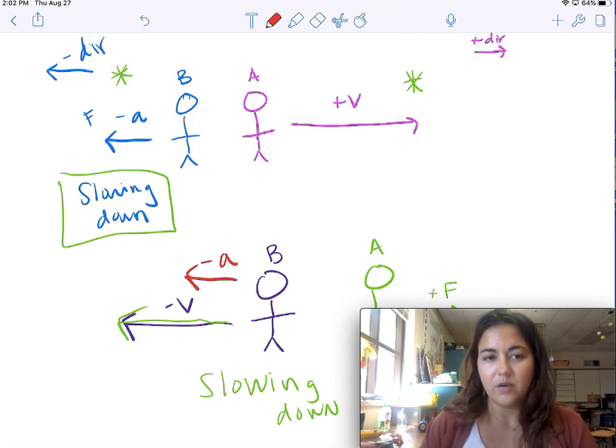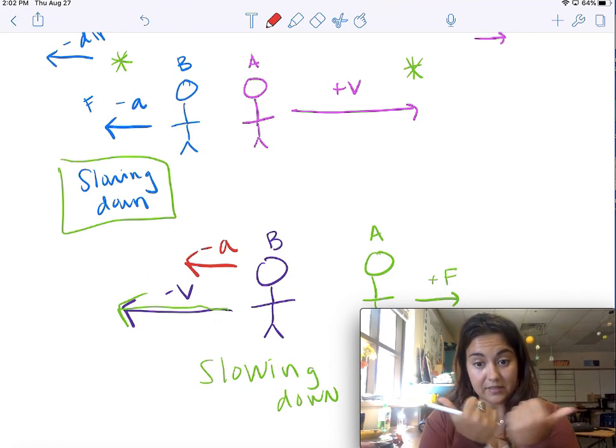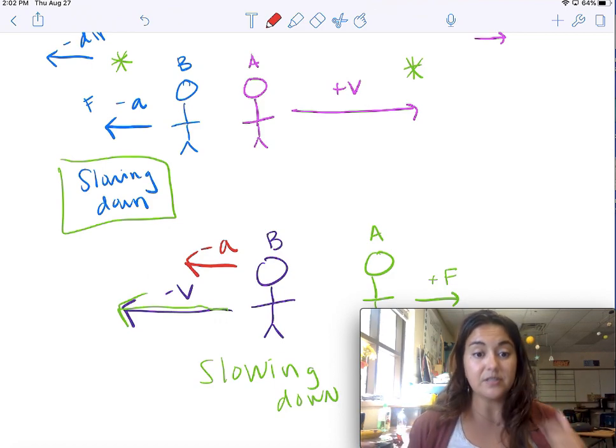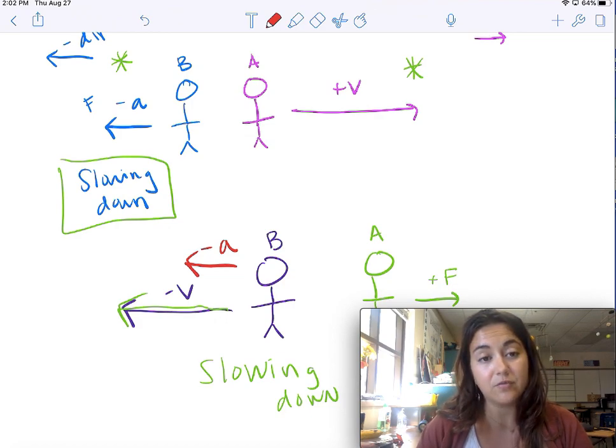Okay? So just something to keep in mind, whenever those signs are working against each other, that means the object is going to slow down. Whenever they're both in the same direction or have the same sign, that means whatever the object is doing, it's going to speed up in that same direction that it's moving in. Could be negative, could be positive.